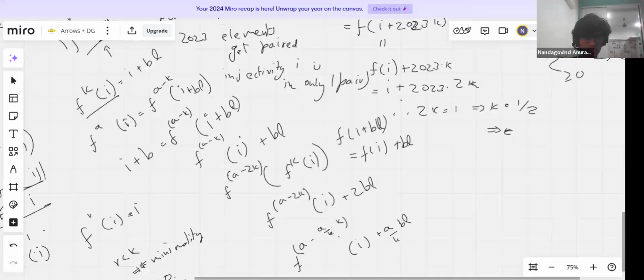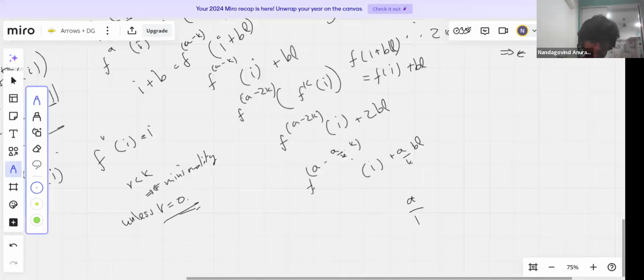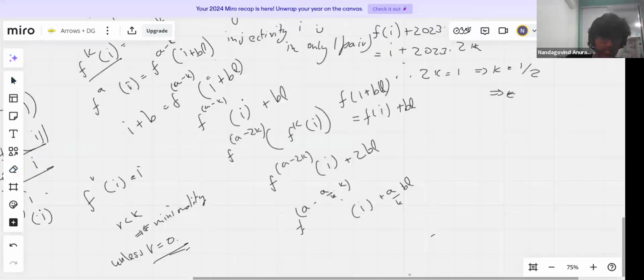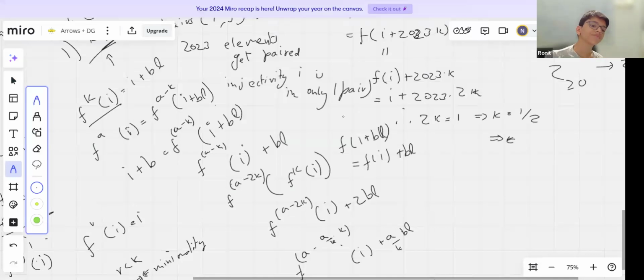And obviously this tells you that a by k times b is equal to 1, which tells you something like k is equal to ab, but then k is also less than or equal to a. So you have your contradiction here. Whatever. The point is this works. This is the idea, at least, a sketch.